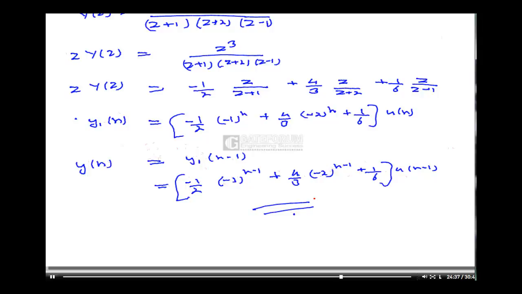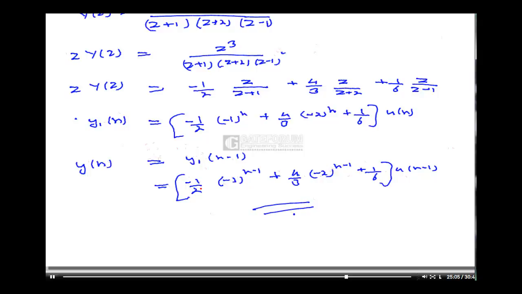It took time to solve this problem, but this can come as a 1 mark problem. Okay, sorry, a linked type problem, a linked question in the GATE exam. For a linked question in the GATE exam, the first part can be finding the Z transform, and next will be finding the system response to input x(n) equal to step function. So, these were a few problems from the topic of Z transform.